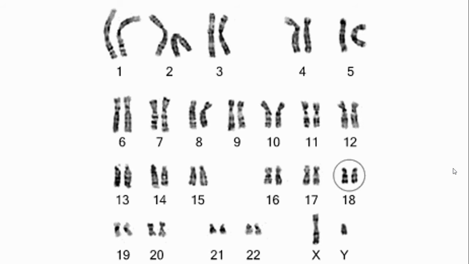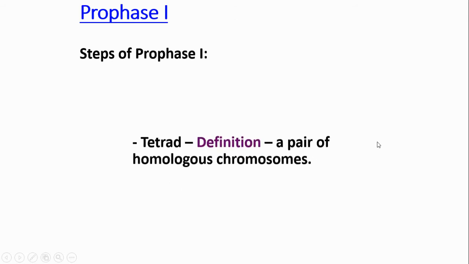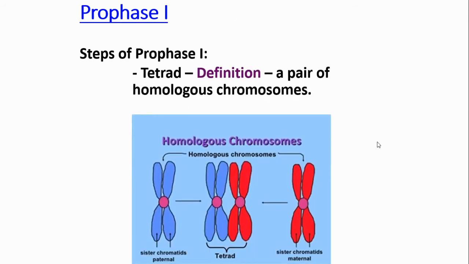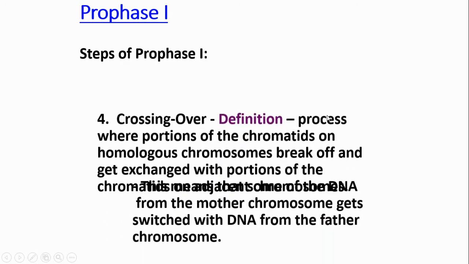So here's a karyotype. This would be for a male. One of the chromosomes would be from mom. One of the chromosomes is going to be from the dad. A tetrad is a pair of homologous chromosomes. So if I have the paternal set here, maternal sets here, when I pair the paternal and maternal together, we're going to get a tetrad.